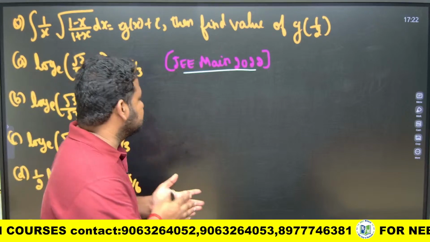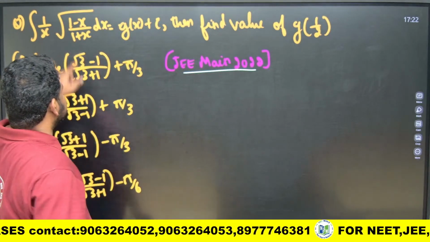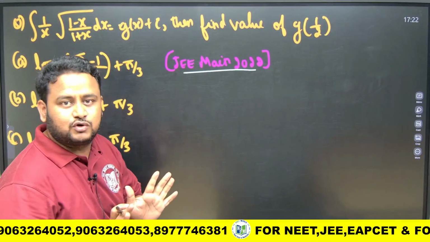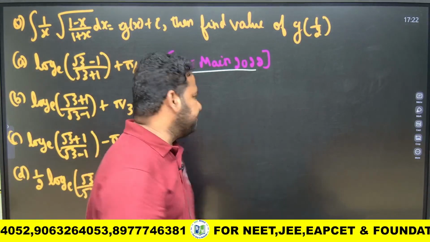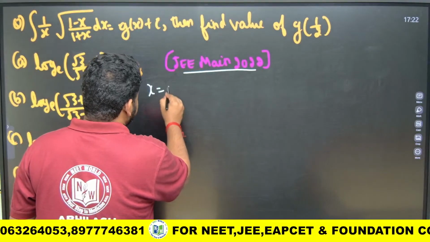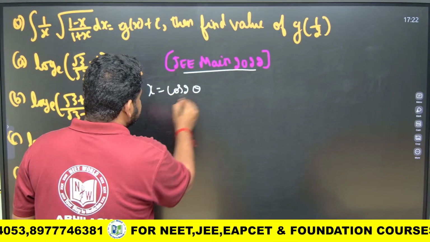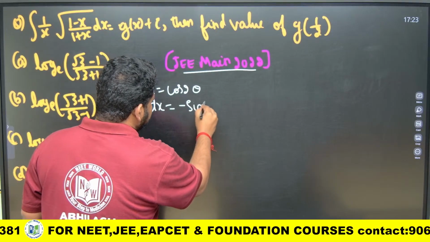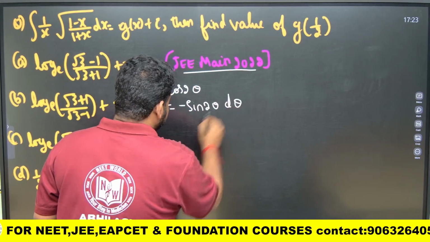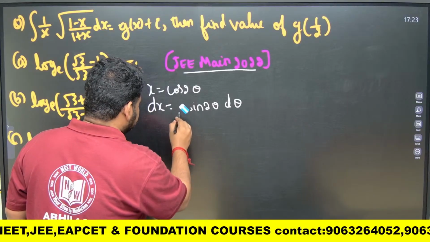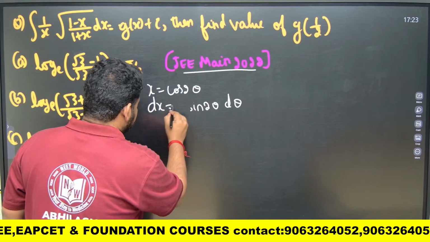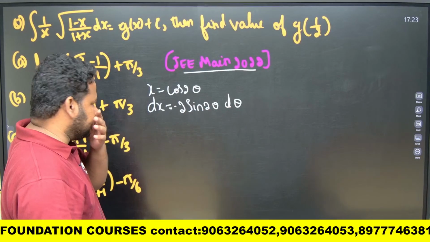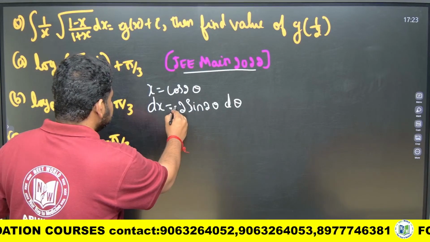So see here, friends, 1 by x is there, and 1 minus x, 1 plus x is there. So here what I should do is take x is equal to cos 2 theta. Let me put x is equal to cos 2 theta. So dx will become minus sin 2 theta, with a 2 coming out, so dx is minus 2 sin 2 theta d theta. Okay, this is what we get.